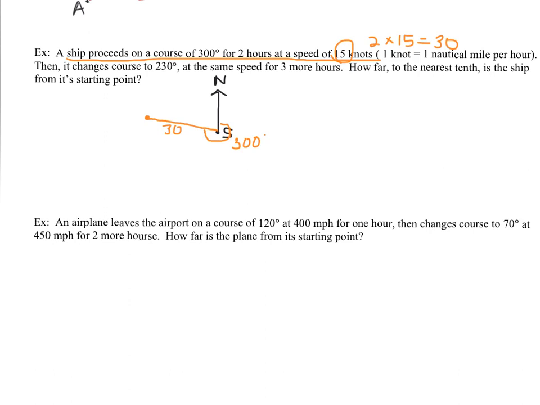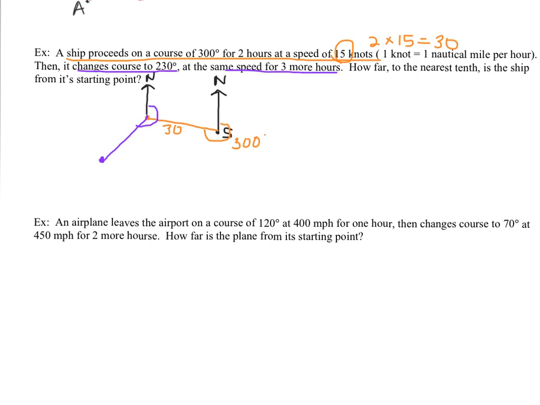Then it says the ship changes course to 230 degrees at the same speed for 3 more hours. So where the ship currently is, I'm going to draw another due north and now rotate 230 degrees. So from that due north, I'm going to go beyond the orange line. Halfway around is 180, so I have to go a little bit further to get to 240 over here.